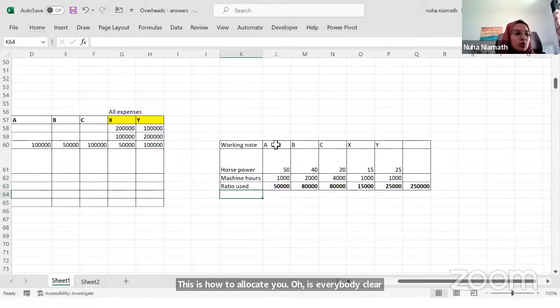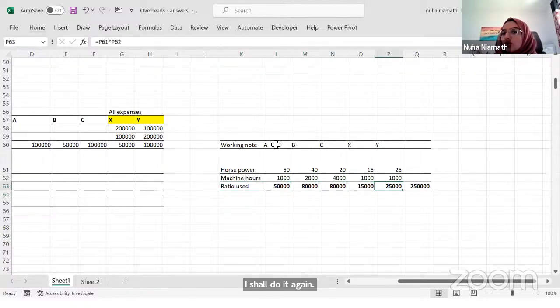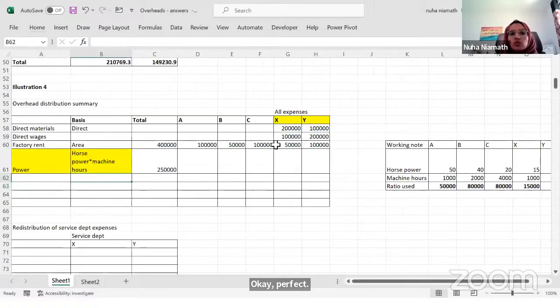Please let me know if you followed this. If not, I shall do it again. I shall explain it to you again. Please let me know if you've understood what is the ratio we'll be using for power. Is it clear? Okay, perfect.